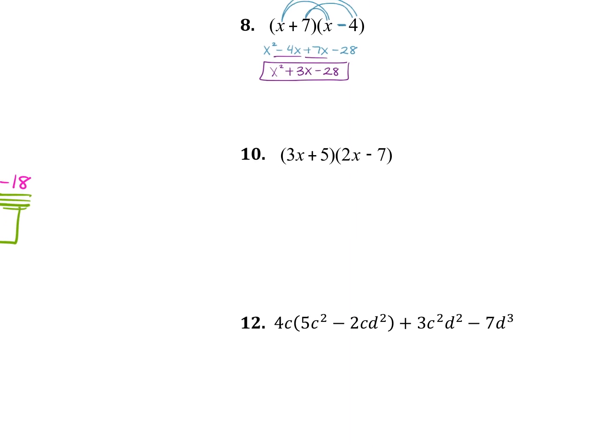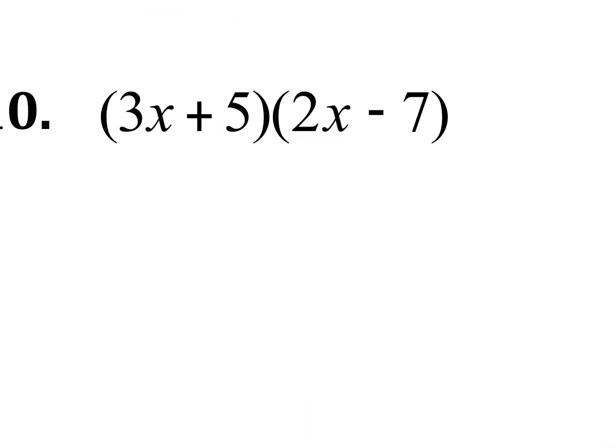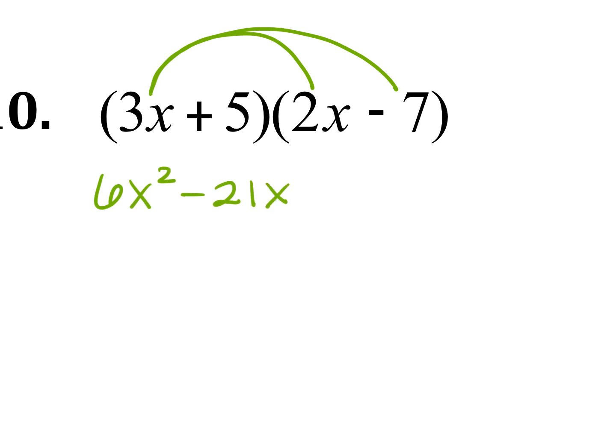All right, number 10. What do you do with this one? FOIL. This is a FOIL situation. First, outside, inside, last. So your first becomes what? 6x squared, right? x times x is x squared. So 6x squared. Outside is a negative 21x. Inside is a positive 10x. And then last is negative 35.